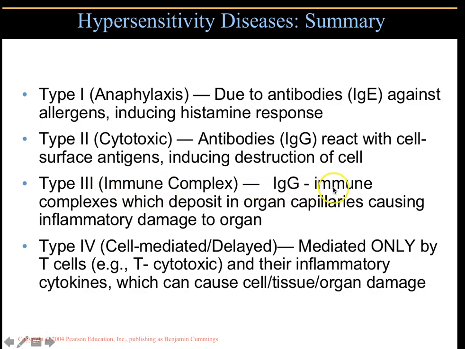So you have the immune complexes formed with, let's say, DNA, like in lupus. And then the complexes can deposit in organ capillaries, causing inflammation and damage. And then type 4, cell-mediated/delayed, mediated only by T cells, like T cytotoxic cells and their inflammatory cytokines, which can cause cell, tissue, organ damage, depending.